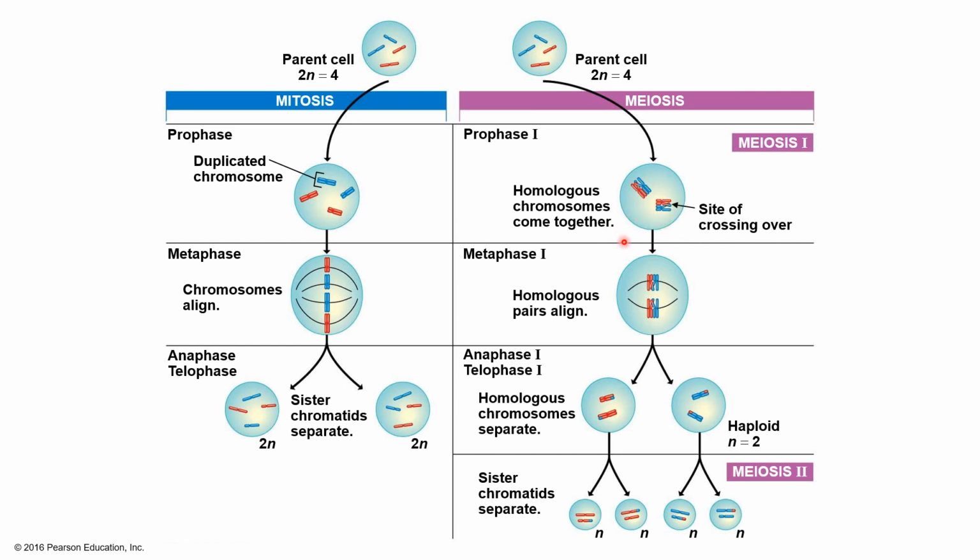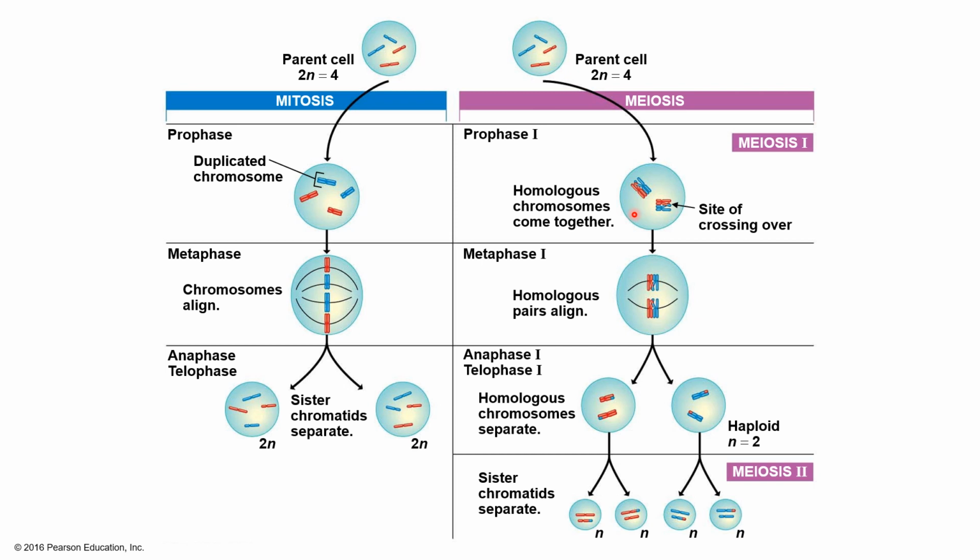What happens is we enter into the first meiotic division, and so we go through prophase 1, metaphase 1, etc. And that's where in prophase 1, the homologous chromosomes line up next to each other. So you can see they get really close to each other, and that's where crossing over takes place.